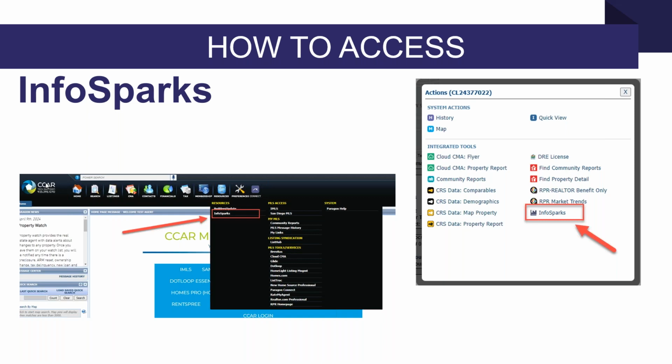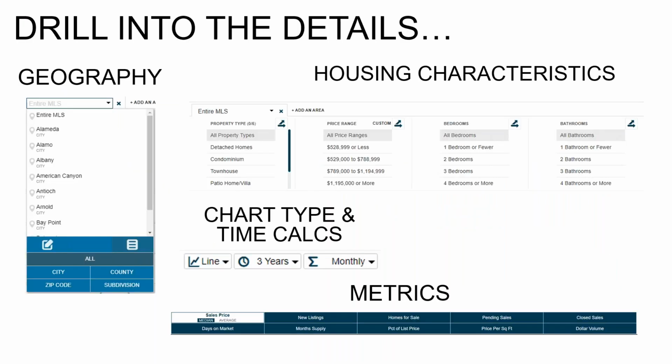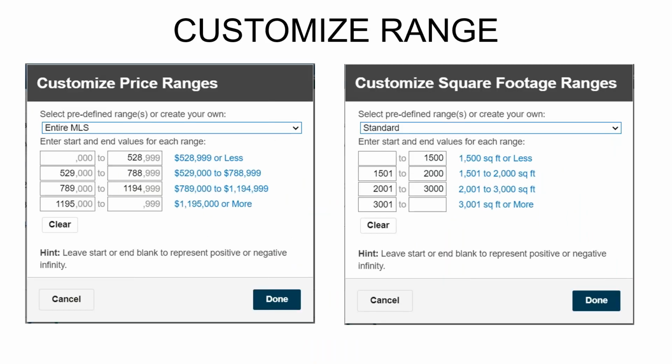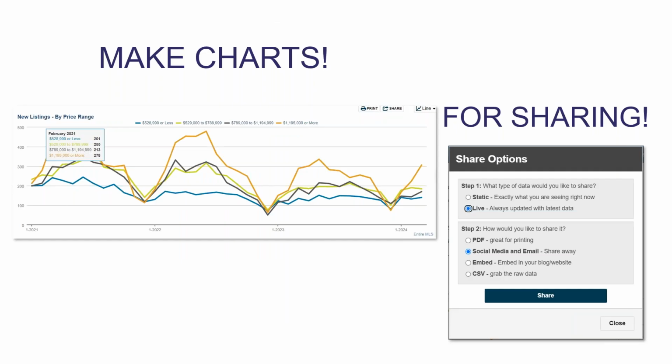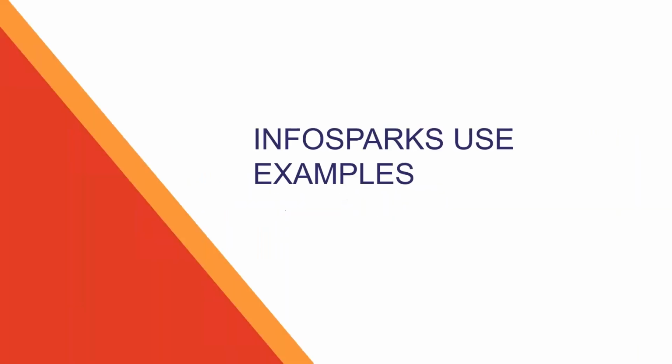So we talked about how to access the tool already. So we talked about the geography, the housing characteristics, the chart type and time calculations, and the metrics. We covered the custom ranges and custom square foot. We talked about making a chart and being able to share those charts out. Again, if you have any questions, please feel free to get those in.